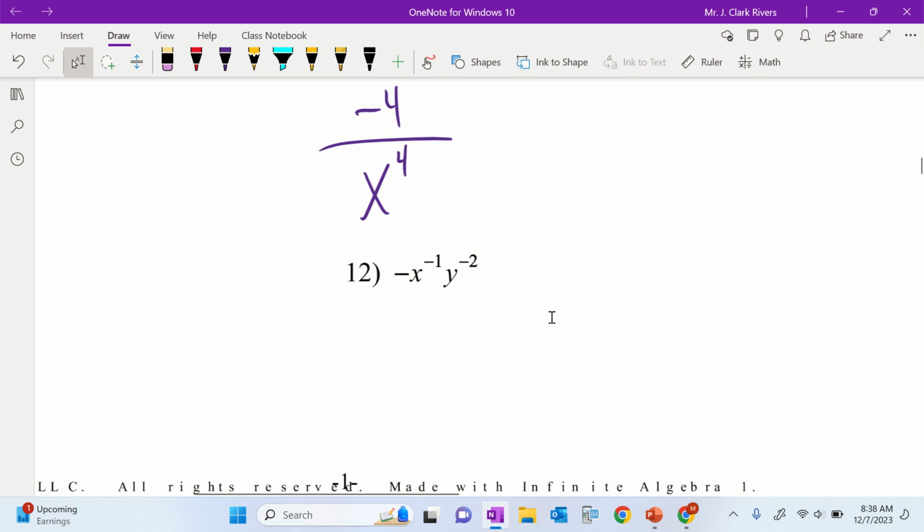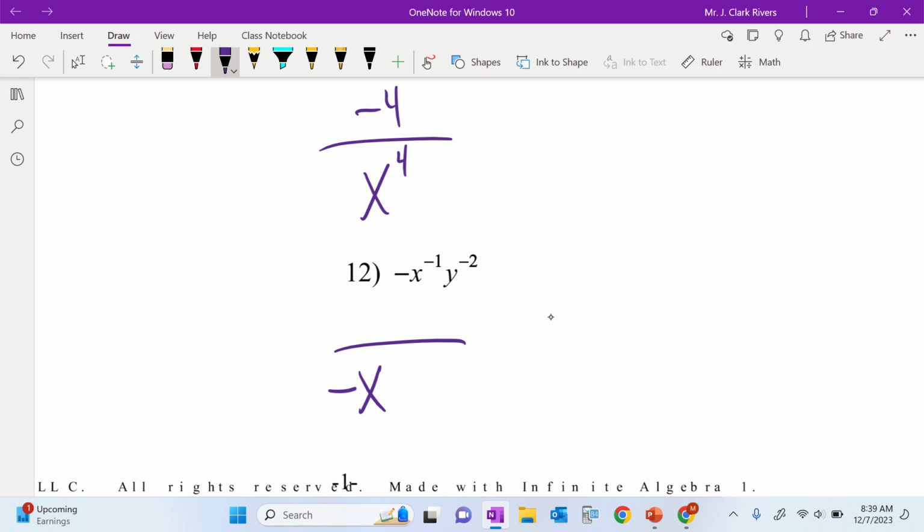Number 12, -x to the power of -1. Now be careful with this one. That's got a negative exponent. Think about what needs to go with it. That negative sign needs to go with that. So that's -x to the first, or just -x.